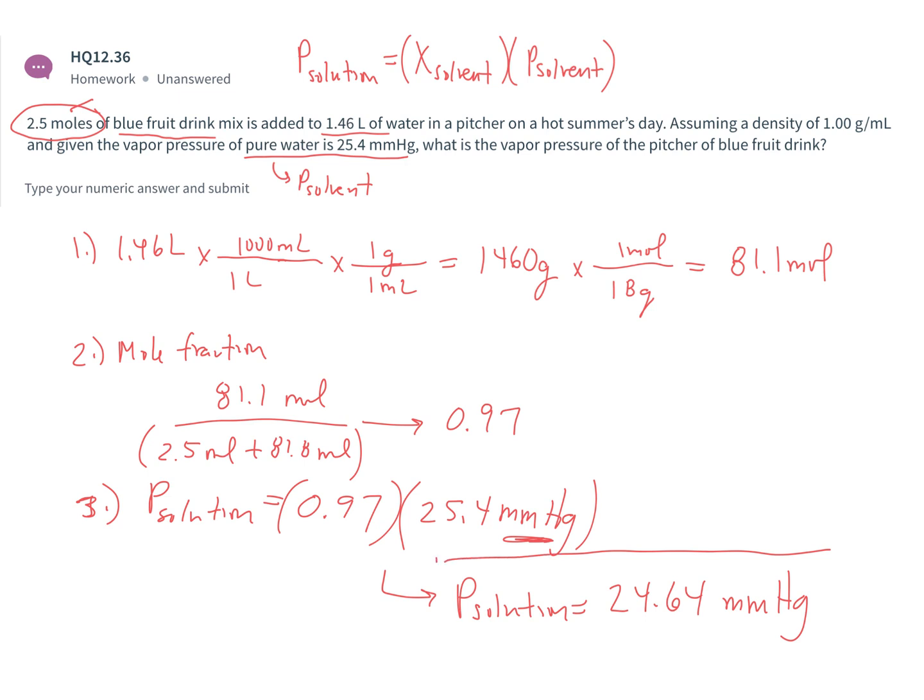And again, do not worry about the units. I would not change units of pressure because they give us millimeters of mercury, so I would keep it millimeters of mercury. The last check to run is to make sure we're lower than our initial pressure, and yes, our initial vapor pressure is 25.4 millimeters of mercury, and we end up at 24.64 millimeters of mercury.